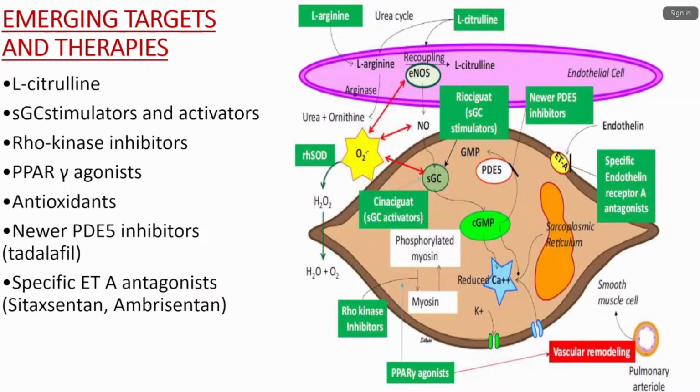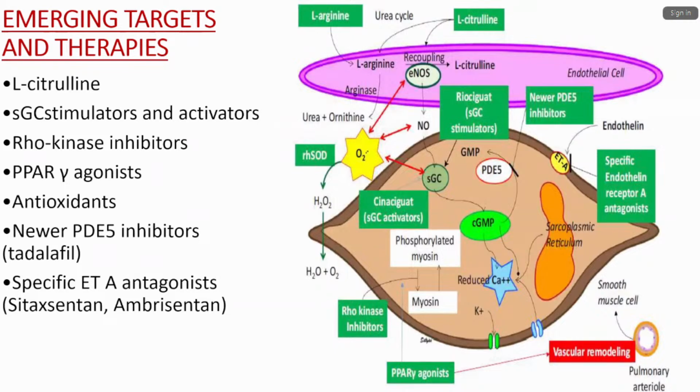And now emerging therapies. There are different therapies which are still under trial, which showed little effects on increasing the PPH, like L-citrulline, that will increase the nitric oxide, that will go and stimulate the sGC, that will stimulate the cGMP, that will do the vasodilation. Then sGC stimulator, already we discussed riociguat.